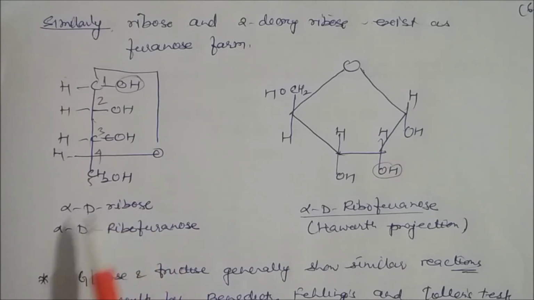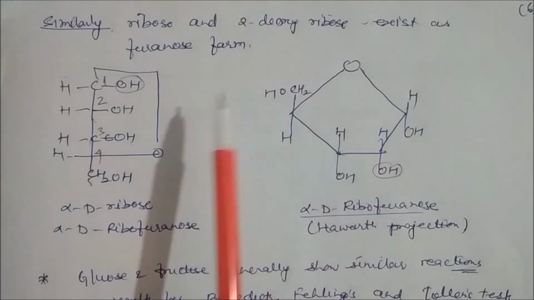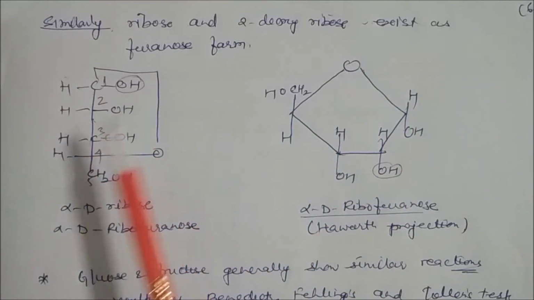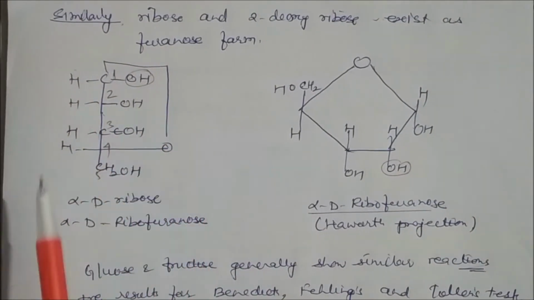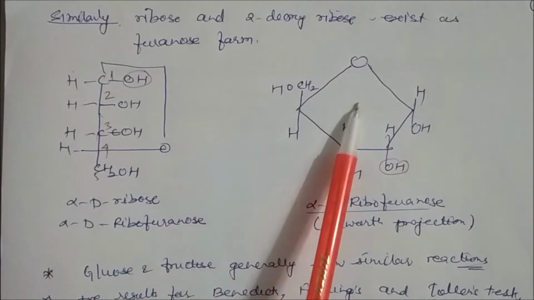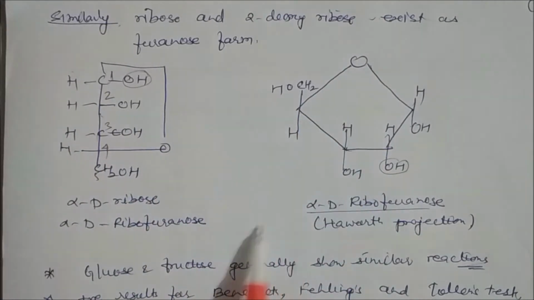Similarly, ribose and 2-deoxyribose exist in furanose forms. You can see here the alpha D ribose and beta D ribose. So this OH is downside, so this is your alpha D, and you can draw the diagram for alpha D ribofuranose in Haworth projection.